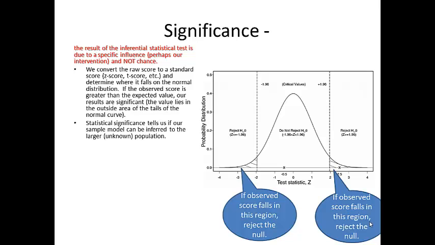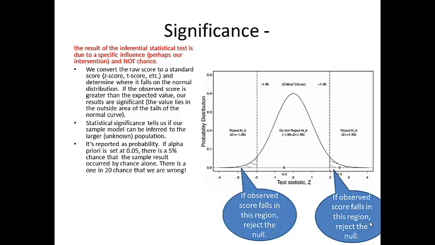Statistical significance tells us if our sample model can be inferred to the larger unknown population. It's reported as probability. If alpha a priori is set at 0.05, there's a 5% chance that the sample result that we calculated occurred by chance alone. There is a 1 in 20 chance that we are wrong. But still, since we set that as our probability, we're pretty sure that our result is significant.